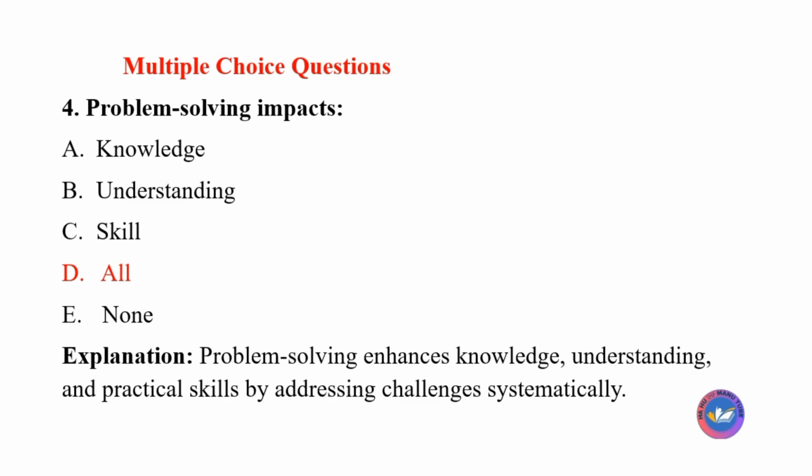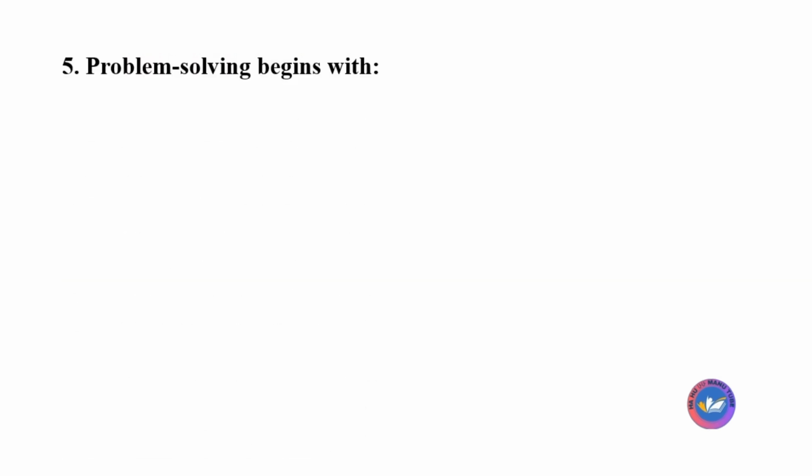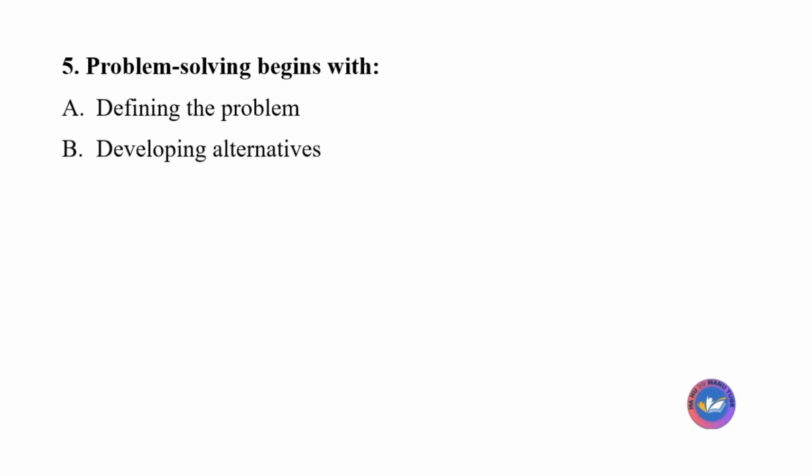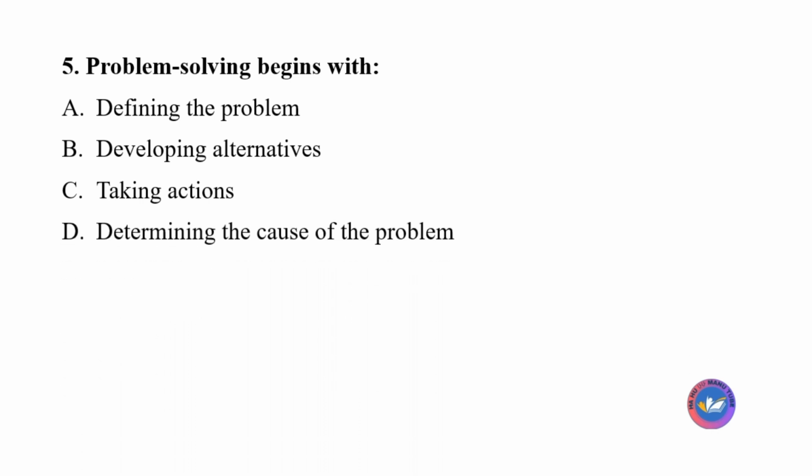Question number 5. Problem solving begins with A. Defining the problem. B. Developing alternatives. C. Taking actions. D. Determining the cause of the problem. E. All. The answer is defining the problem. The first step in problem solving is identifying and clearly defining the problem to be addressed.